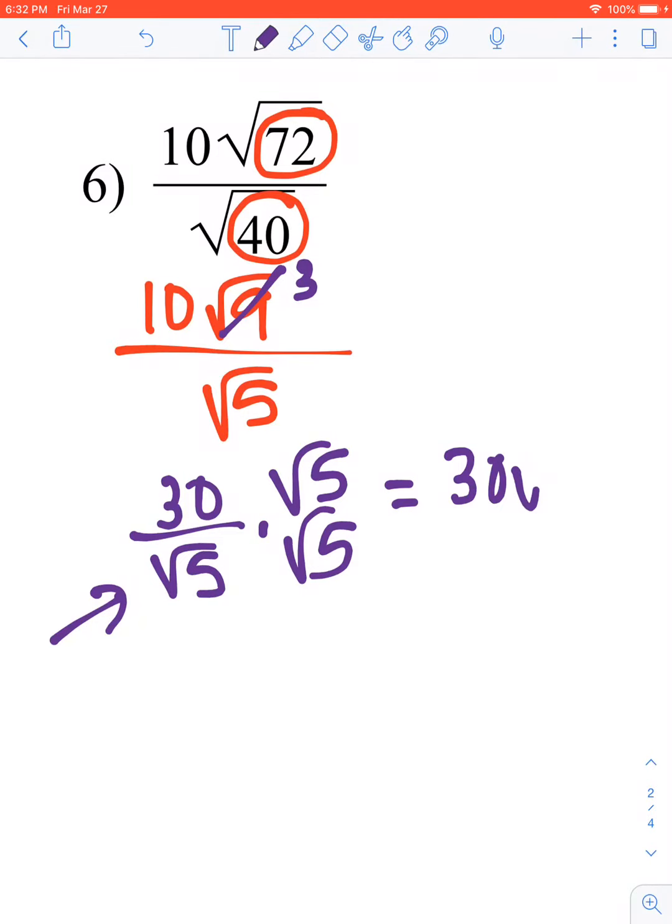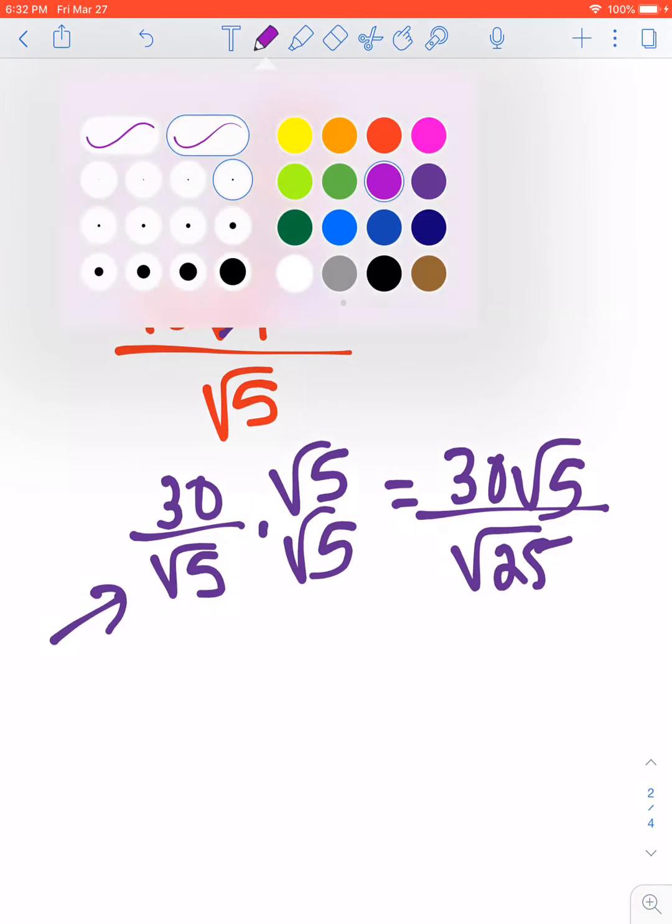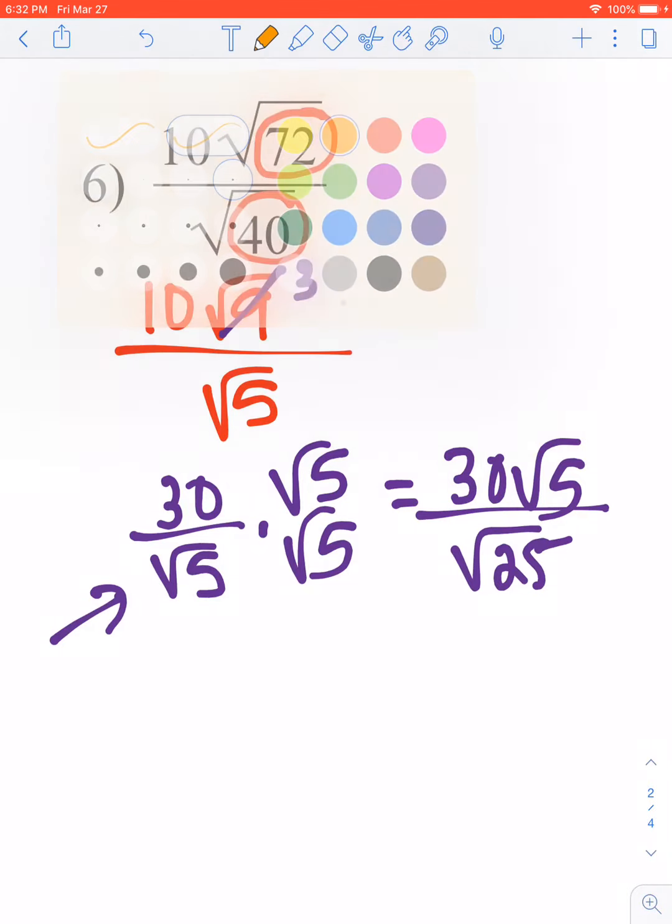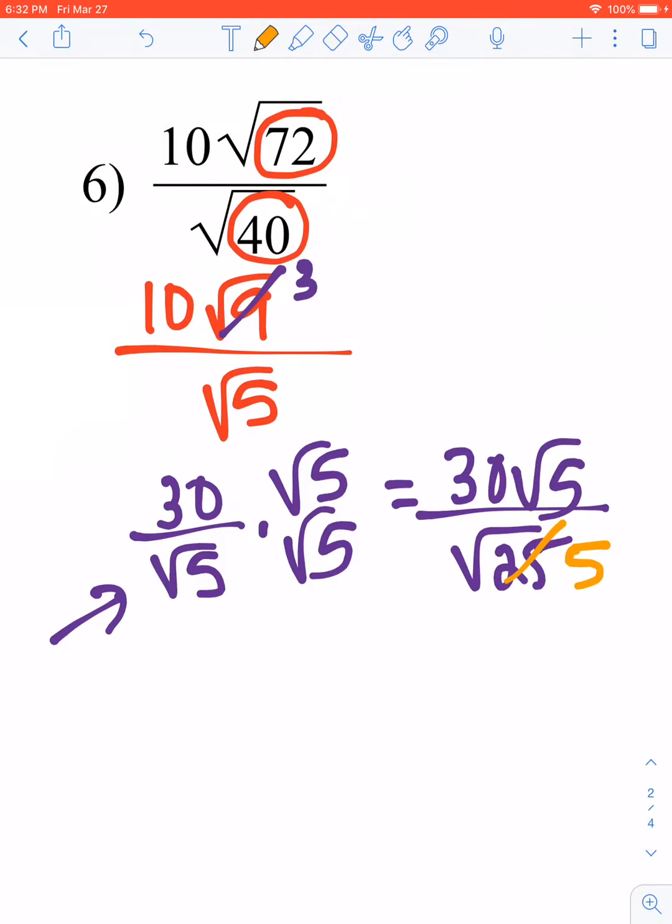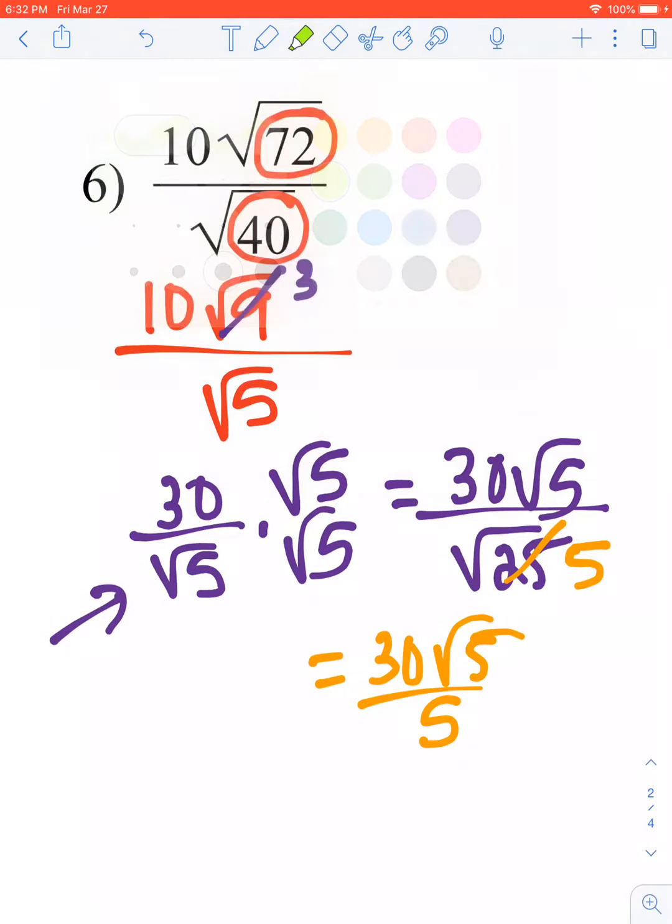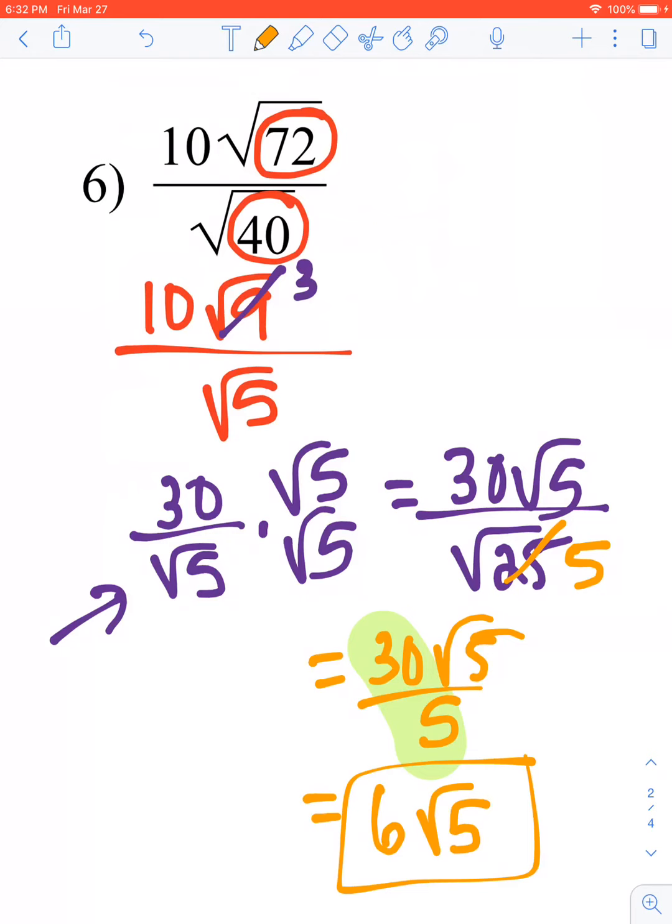So I get 30 root 5 all over the square root of 25. The square root of 25 is 5. So this yields 30 root 5 over 5. And then I can simplify 30 over 5 for a final answer of 6 root 5. And even though that still might not be the most pleasant of problems, it certainly was a lot better than taking 72 times 40 and getting this enormous number in the thousands and trying to reduce it.